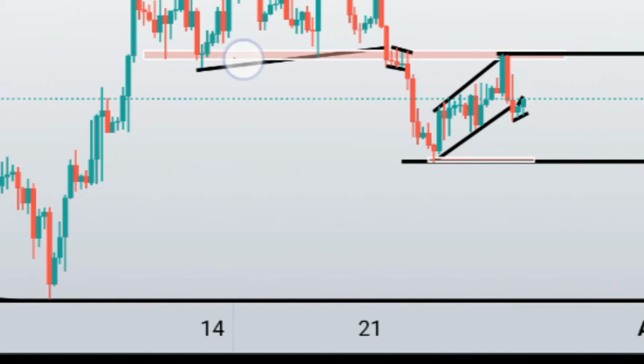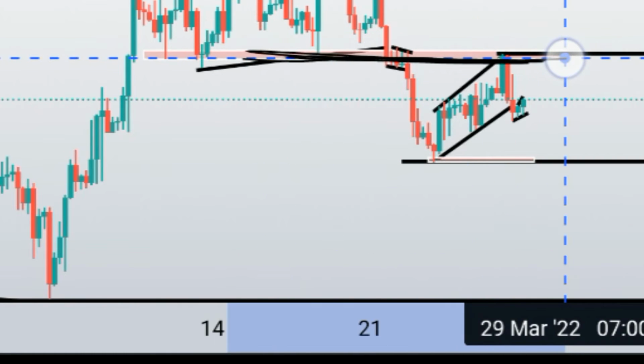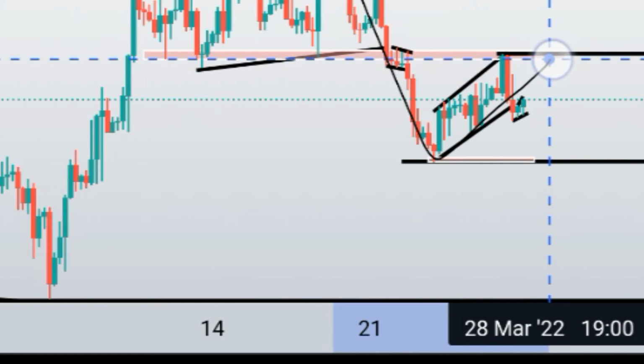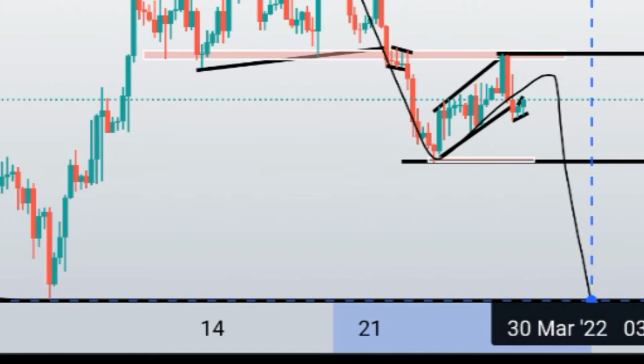Reason being that we have retested our previous support. So we are looking for selling opportunities. So this was an impulse, retest or correction. So now we are waiting for the next impulse to the downside.